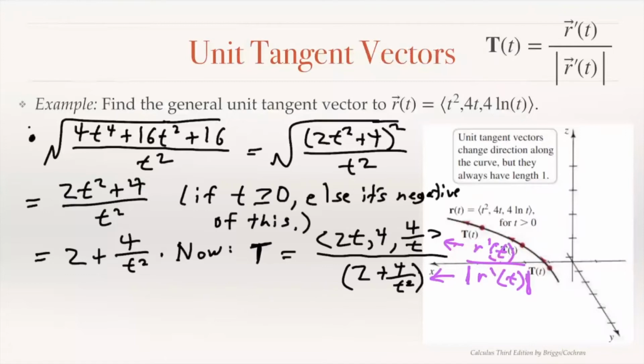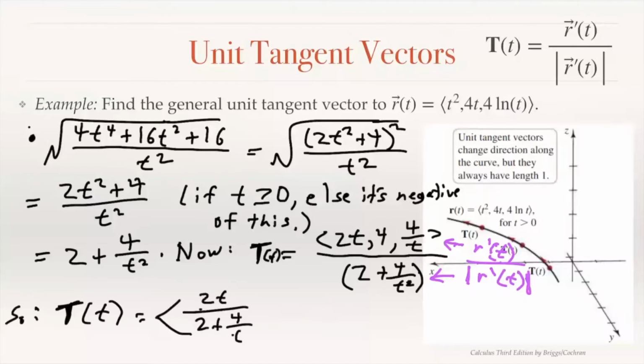A tangent vector over its magnitude to make it a unit. T of t. Okay, so the general unit tangent vector at a point on this curve, any point at all, is 2t over 2 plus 4 over t squared, comma, 4 over 2 plus 4 over t squared, comma, 4 over t over that is 4 over t times 2 plus 4 over t squared.